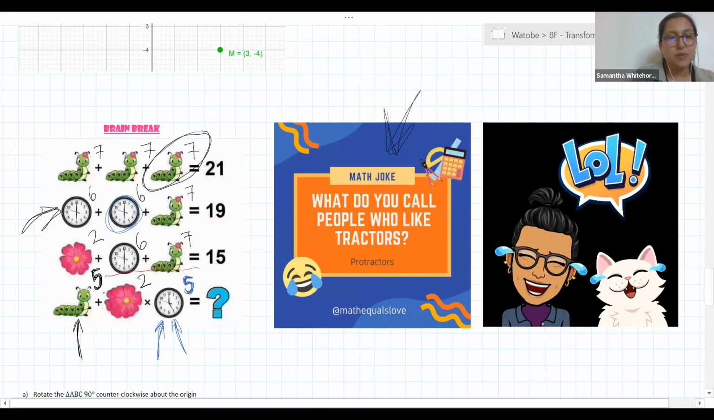So guys, remember we do the multiplication first because that's our order of operation. So 2 times 5 gives me 10. And then I still have to add the 5. So my final answer here is 15.